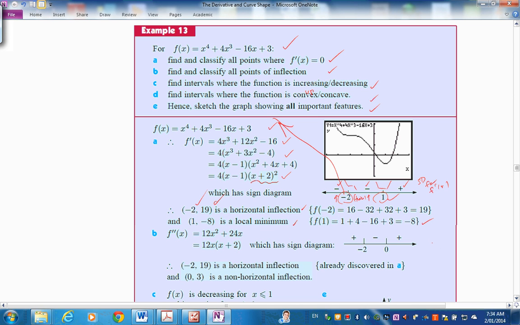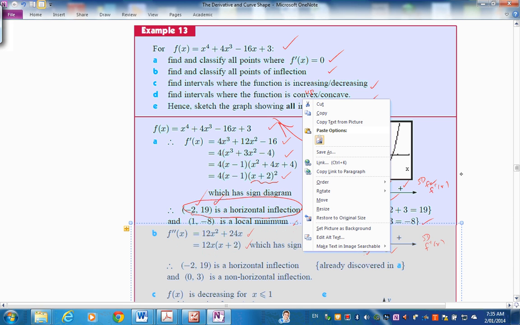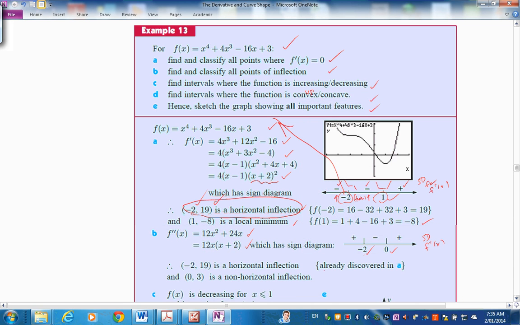Let's have a look at any non-stationary points of inflection. Get the second derivative, factorise it, so you've got x is naught and -2. Put a sine diagram. This is a sine diagram for the second derivative. So -2, we got that one already. We found that's a horizontal point of inflection. So here, putting in naught, sub it back into the original function, we get 3 as a non-horizontal point of inflection.